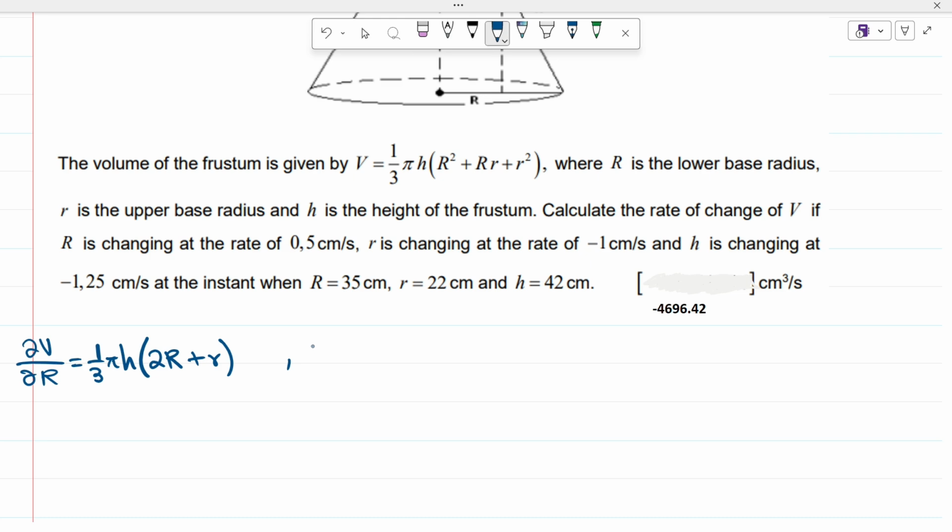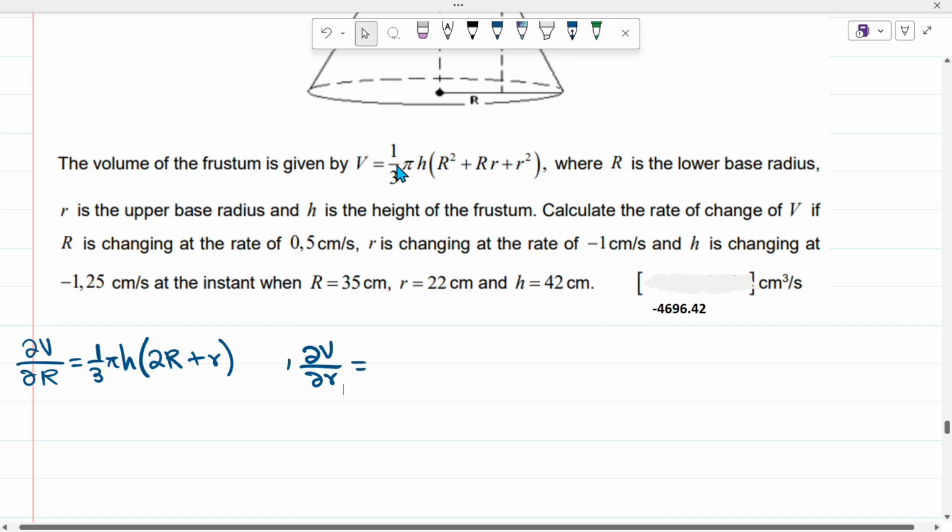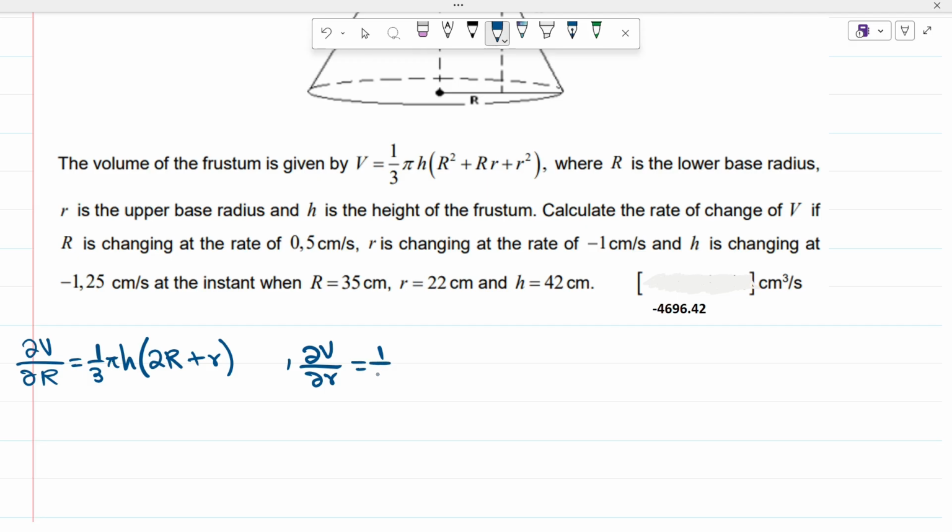And then now I differentiate again partially. When I differentiate V partially with respect to small r this time around, 1 over 3 pi h is still a constant, and caps R is still a constant as well. So I'm going to differentiate this term and that term, because R squared will be 0. This is going to give me the constant outside, 1 over 3 pi h, multiplied by the derivative of R squared, which is 0, and the derivative of Rr, which gives caps R, plus 2 small r.